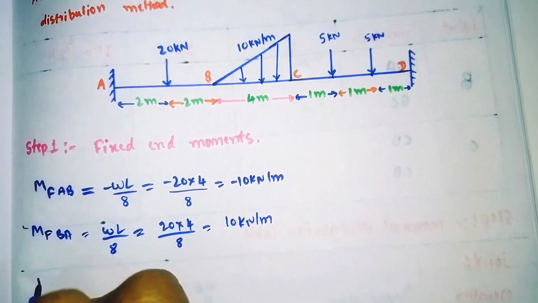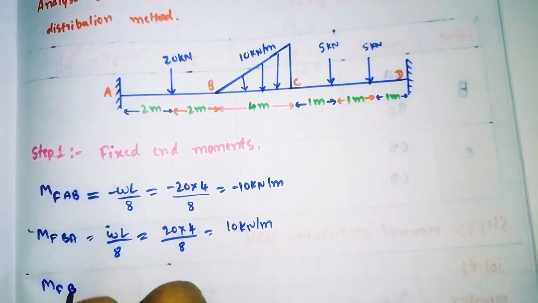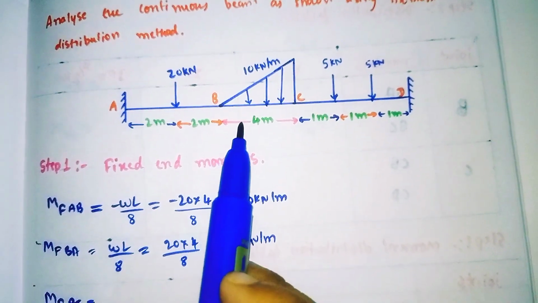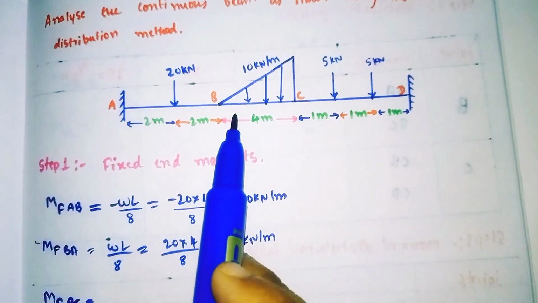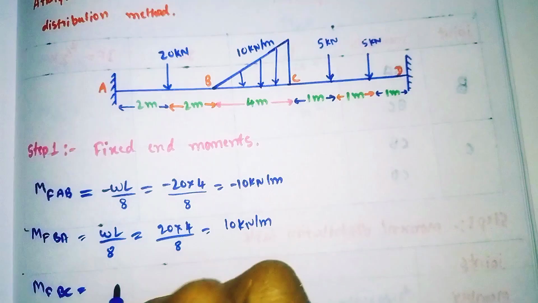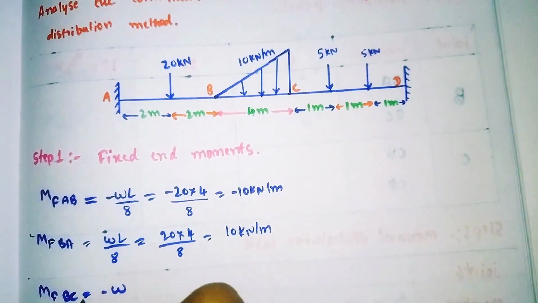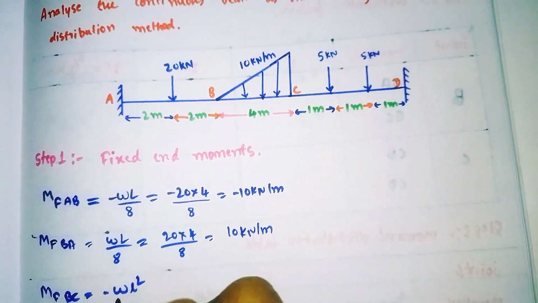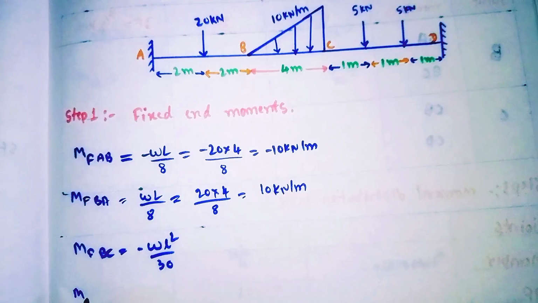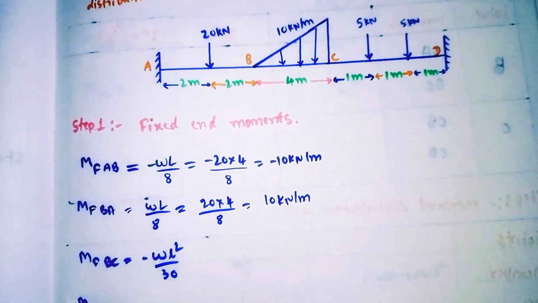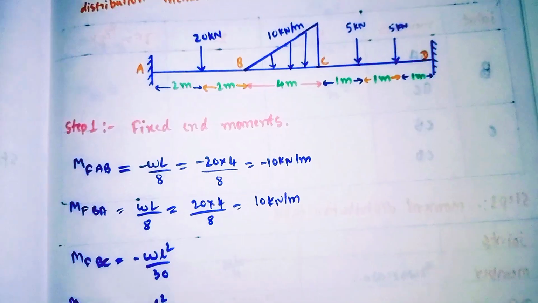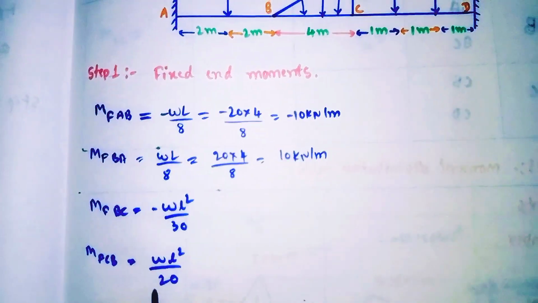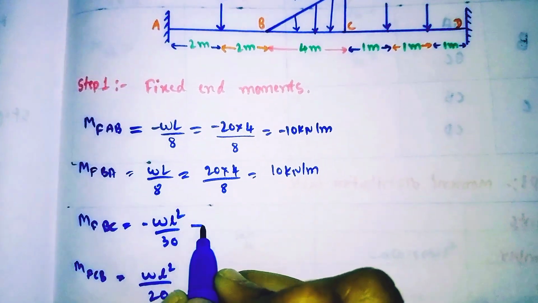For span BC, MF BC, this has a uniformly varying load. For that we have the formula, it is anticlockwise, WL square divided by 30. For MF CB, we have the formula, it is clockwise, WL square divided by 20. So we substitute in these formulas to get the values.